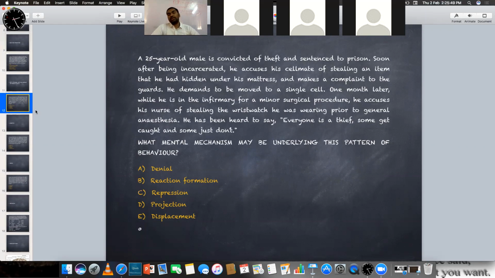Now the answer for this question is basically projection. You were right in the first instance, actually. Why this is projection is that this person is at fault and he's saying that other people are stealing his things. He is the one who has stolen things, and he's projecting his feelings onto others, on the nurse, on the person who was his roommate, right? He's projecting his feelings onto them.